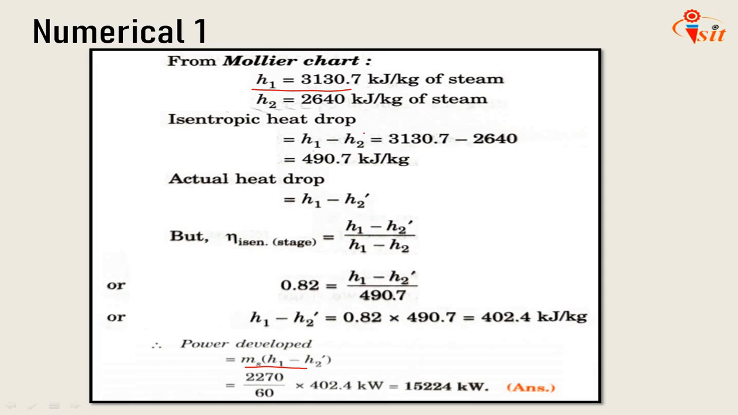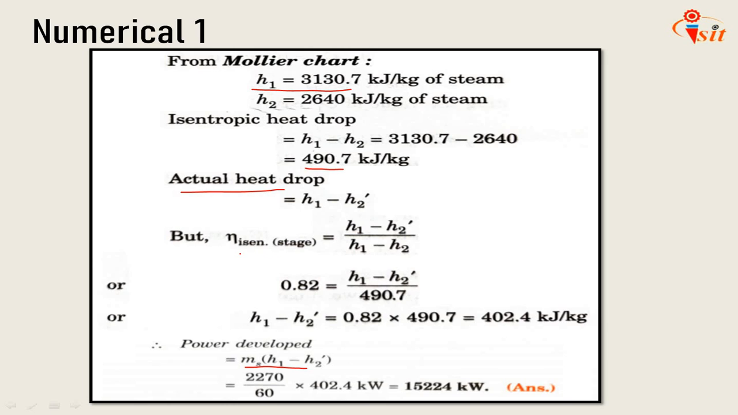So the isentropic heat drop we can easily calculate, that is h1 minus h2, and we get 490.7. This is the theoretical or isentropic heat drop. Now we need to calculate the actual heat drop, that is h1 minus h2 dash. How to calculate that?